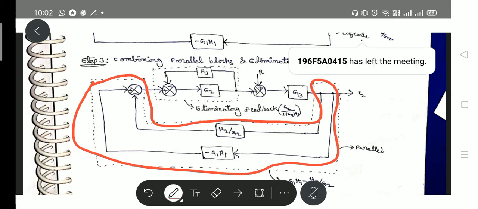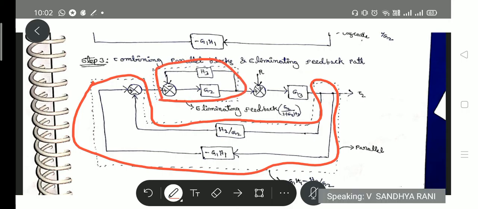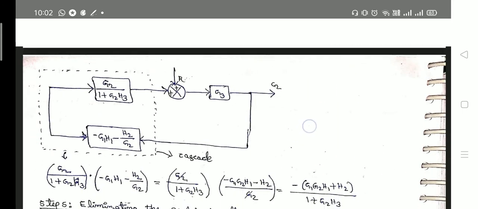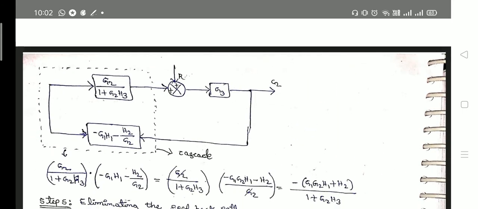Okay, and this block is eliminating the feedback loop, that is G2 by 1 plus G2 H3. Okay, after simplifying, we will get G2 by 1 plus G2 H3 minus G1 H1 minus H2 by G3. These both are again cascading, so we can multiply this one. After simplification, we will get minus G1 G2 H1 plus H2 by 1 plus G2 H3.